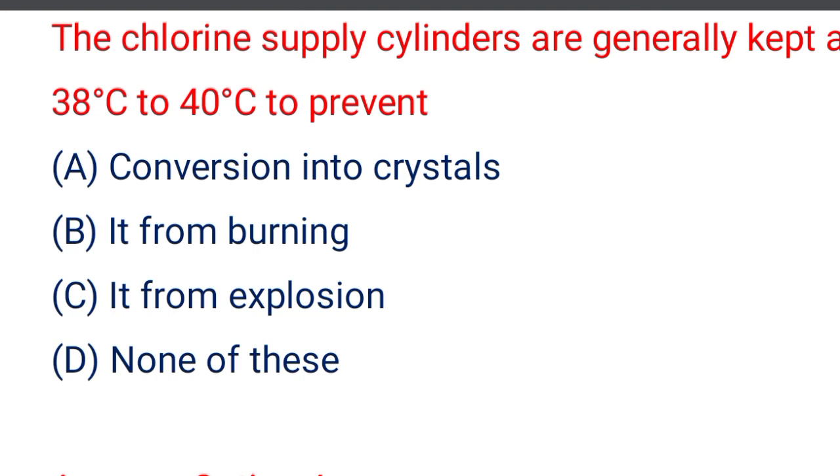Next question, the chlorine supply cylinders are generally kept at 38 degrees Celsius to 40 degrees Celsius to prevent option A conversion into catalyst, option B fire burning, option C explosion, option D none of the above. The correct answer is option A conversion into catalysts.